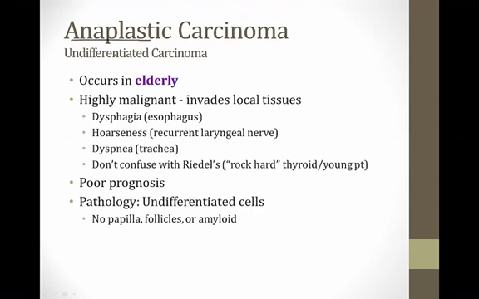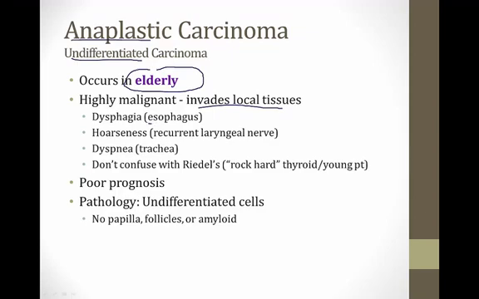It's also sometimes called undifferentiated carcinoma. This occurs in elderly patients. It is a highly malignant cancer. It often invades local tissue, and the way they are likely to ask you about this rare tumor on Step 1 is to use it to test your knowledge of anatomy. So you need to know the structures that are near the thyroid gland in order to understand what can happen when this tumor grows locally.